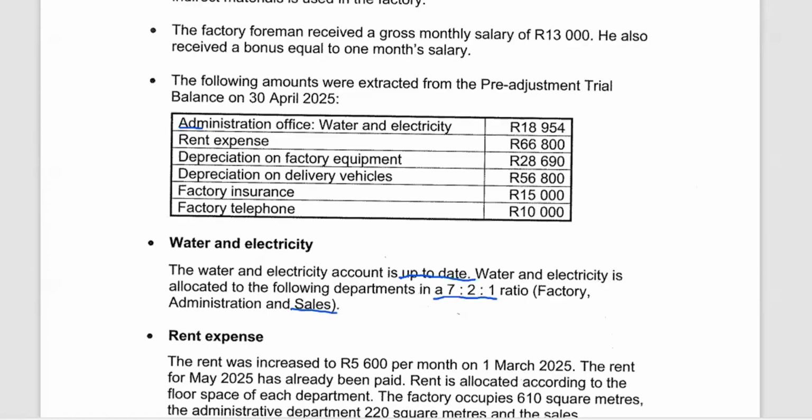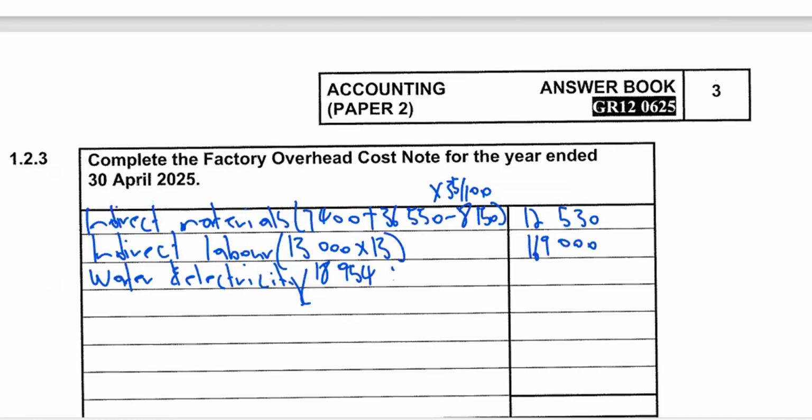So this water and electricity is for administration. How much is the ratio for administration? It's 2. So what do we want? We want the 7 multiplied by what do we have, which is the 2. Then we get our answer, which is 66,339.